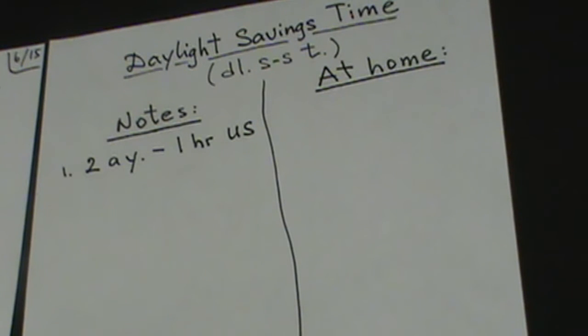Let's continue. Listen to the next 3 sentences. Keep taking notes. In the spring, clocks are moved 1 hour ahead. It's called daylight savings time. In the fall, clocks are set back 1 hour to standard time. People remember how to change their clocks by remembering this saying. Spring forward, fall back.